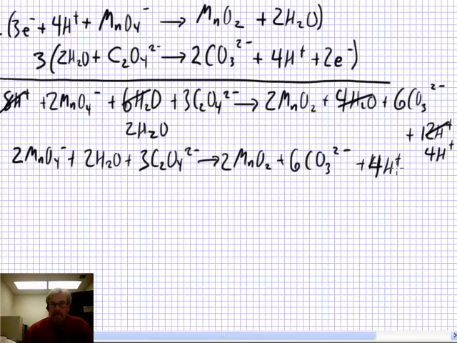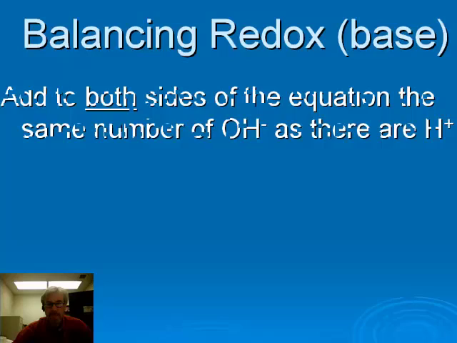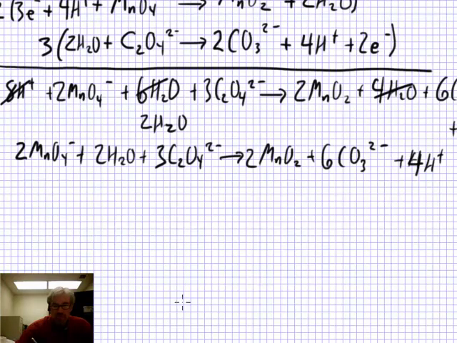Now we've got that problem again. We have H plus in our balanced equation and we know that it can't exist. So the next thing we do is we add to both sides of the equation the same number of hydroxide ions as there are H pluses. And we can do that because that's basically what the acid-base reaction that will ensue is going to do. So looking at our balanced chemical equation here, we have 4 H pluses on the right. So we're going to add 4 OH minuses to the right.